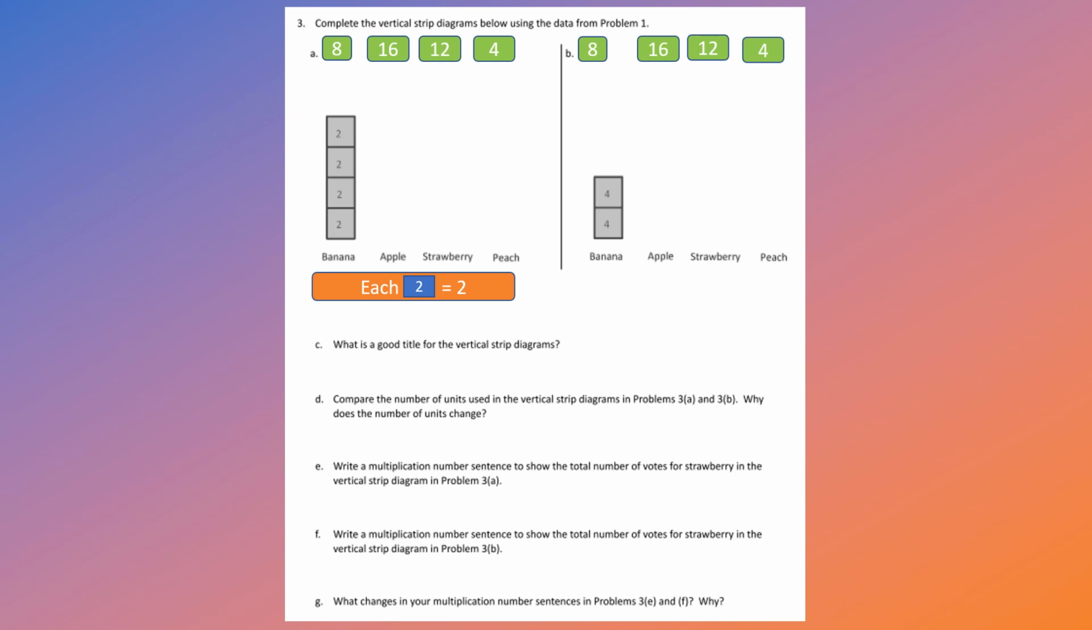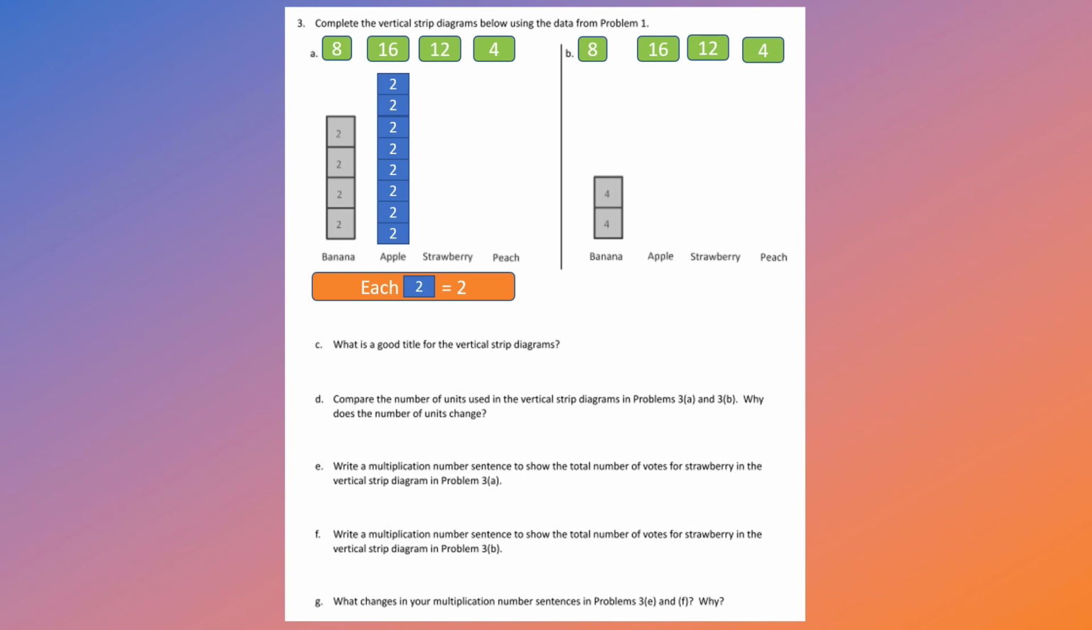Now, let's get started representing the apple votes, which is 16. So how many squares am I going to need? If you said 8, you're absolutely correct. So let's count by 2s until we get to 16. 2, 4, 6, 8, 10, 12, 14, 16.